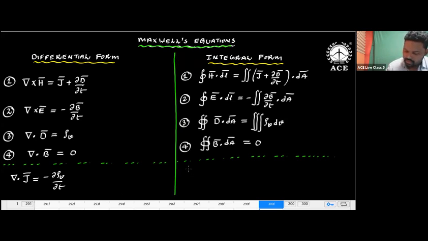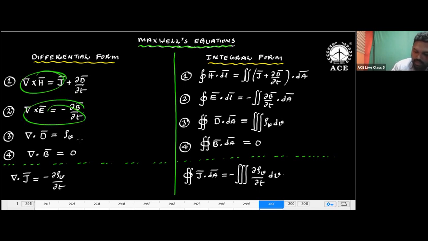The other form here is closed surface integral of J·dA is equal to minus volume integral of ∂ρV/∂t dV. This is the continuity equation. If you see these equations individually, this is Ampere's law, this is Faraday's law, this is Gauss law for electric field, and Gauss law for magnetic field.